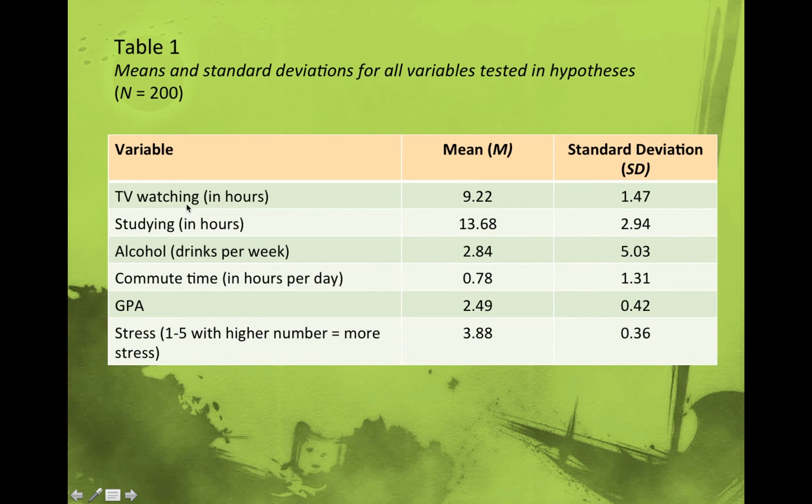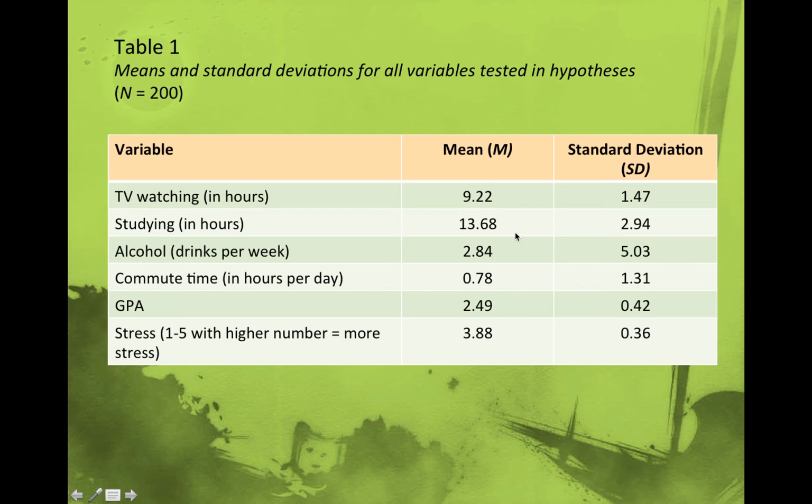We've listed the variables. In this case it's TV watching and hours, which would be a continuous variable because people indicate hours. Studying and hours, again a continuous variable. How many alcoholic drinks they have per week, that is also going to be a number, so that's continuous. Their commute time in hours per day, also continuous. Their GPA, which is a continuous variable, also comes to you as a number. And then we have a Likert scale where they indicate how stressed they are on a scale from 1 to 5, with 5 being more stress. So once again, that is a numerical variable, which would be continuous.